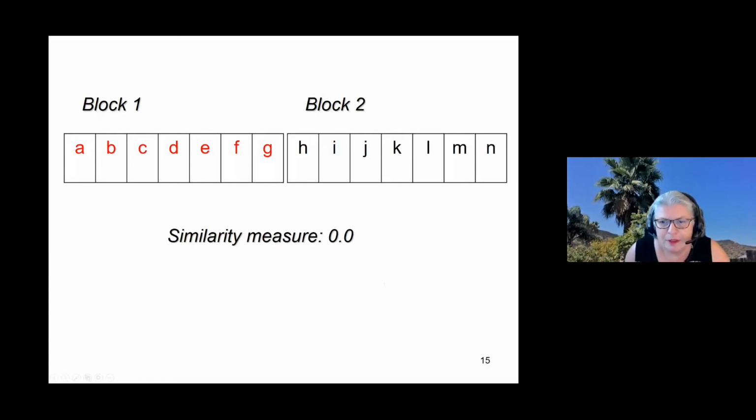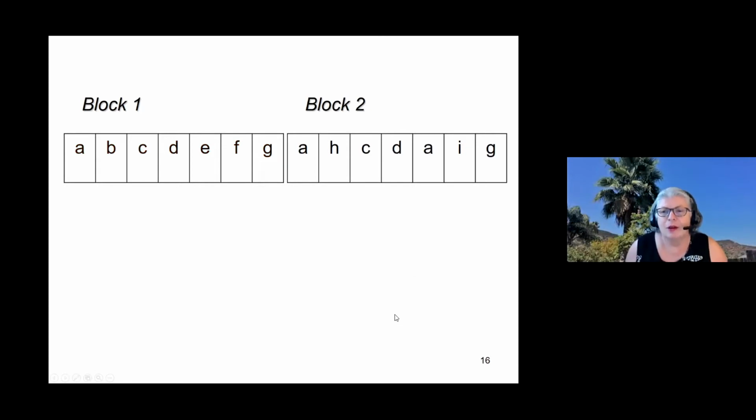Now, what happens if it's a completely different set? In block 1, we have 7 different types of words, and in block 2, it's another set of words. Of course, the similarity measure is 0 because there's no overlap whatsoever. So we're assuming that since these 2 blocks are not similar at all, they are lexically coherent units, but they are talking about different things, okay?